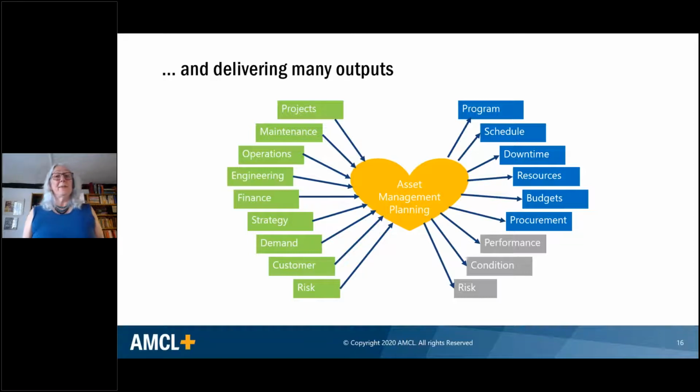And best practice asset management doesn't start with a budget and work out what we can do with it, but it works out what we need to do to deliver service to customers at an affordable rate, and then works out what that'll cost us. And it forms the basis of the budgeting. In advanced asset management organisations, the asset management plan comes first and the budget follows.